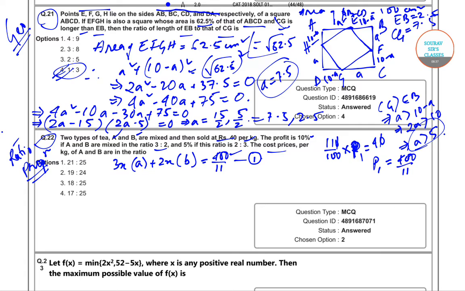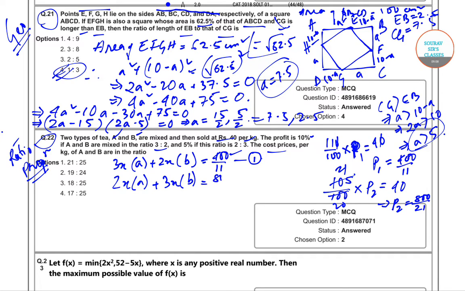Similarly, for the second condition the profit is 5%. So we have 105 into P2, which is the cost price of the second mixture, equal to 40. So that implies P2 is equal to 800 by 21. Therefore we have 2x into a plus 3x into b equal to 800 by 21, which is equation 2.